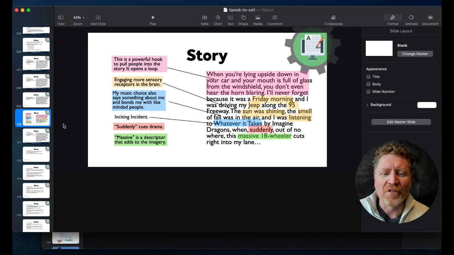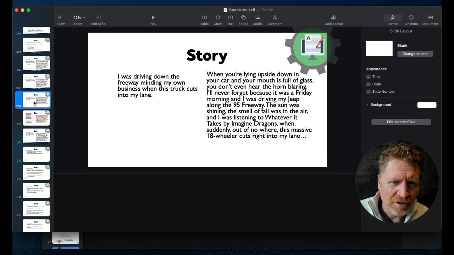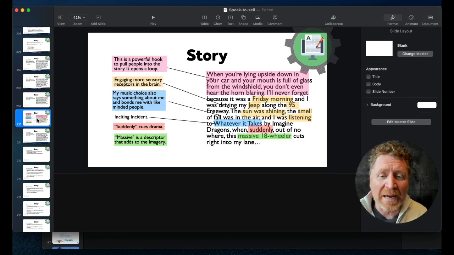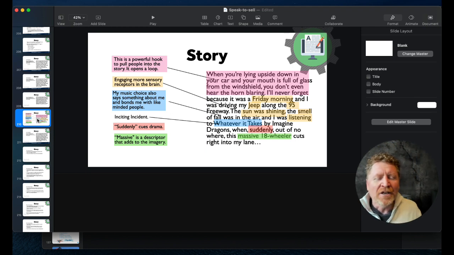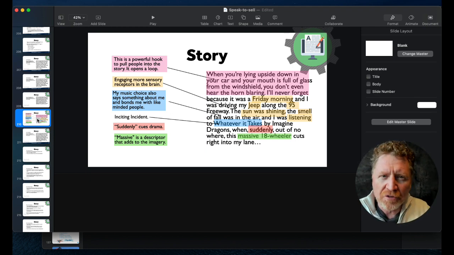Out of nowhere, this massive, I use massive instead of just, what did I say here? When this truck cuts into my lane. What kind of truck? But if I say a massive 18-wheeler, now everyone has that picture, right? Because you've all driven on the highway and some big trucks come over and it's a bit scary, cuts right into my lane. So anyways, these are just some small things that I added to make this story much richer.